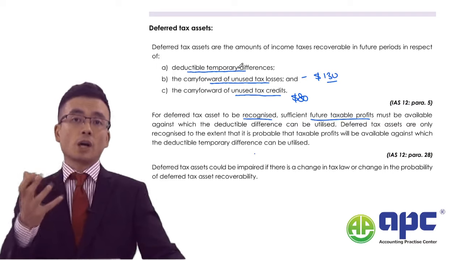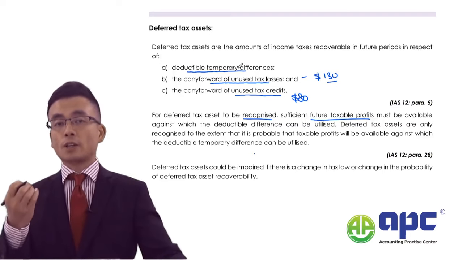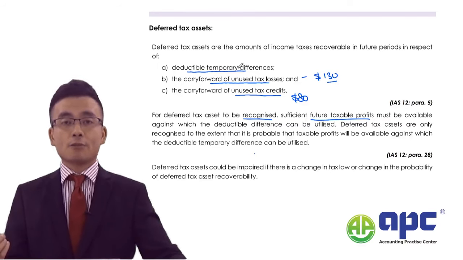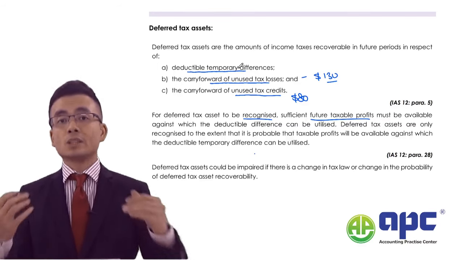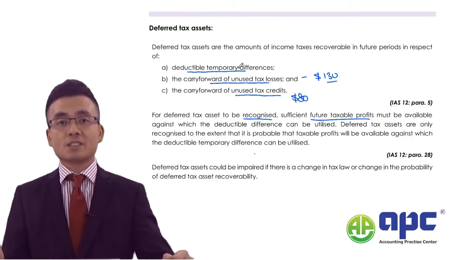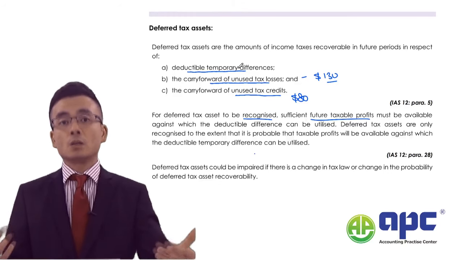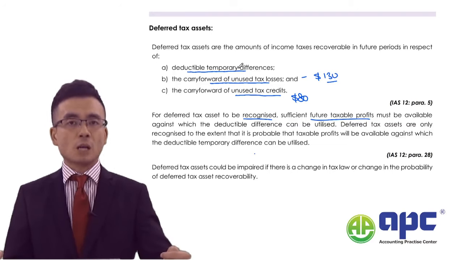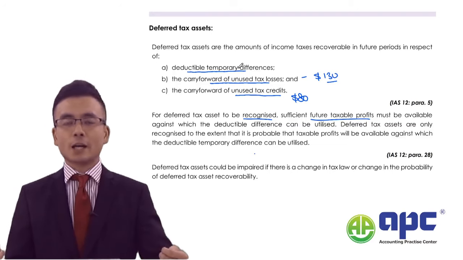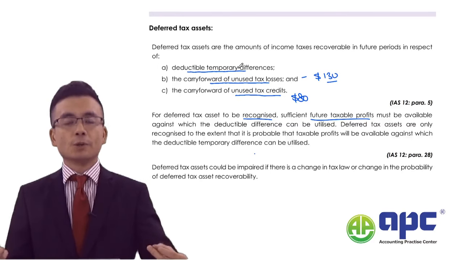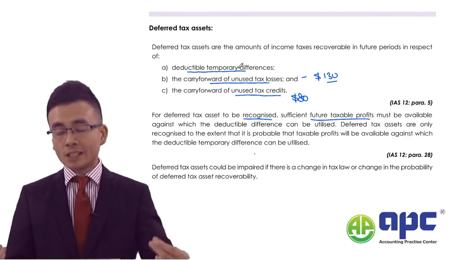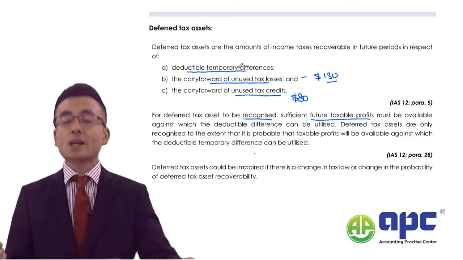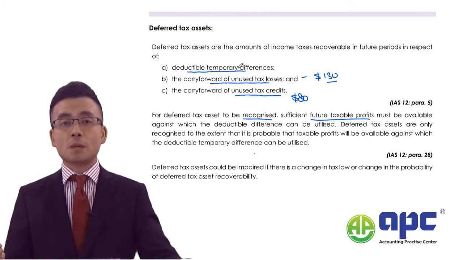So for example, we acquire another company, and that company may have a contingent liability. And therefore, in the consolidated accounts, we need to account for the contingent liability as an actual liability, which means the provision liability there. And because we recognize the provision liability in our consolidated accounts, the next thing we need to do is account for the deferred tax asset by debiting the deferred tax asset and crediting the income tax expense.